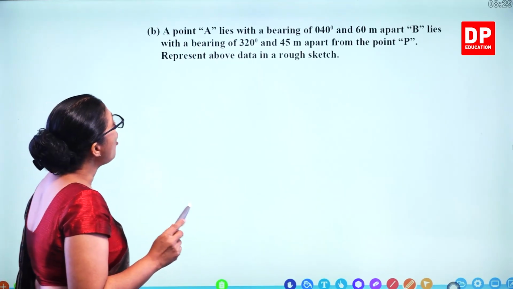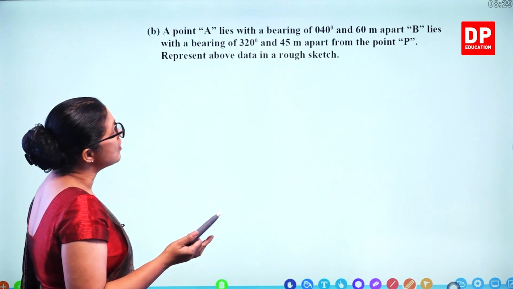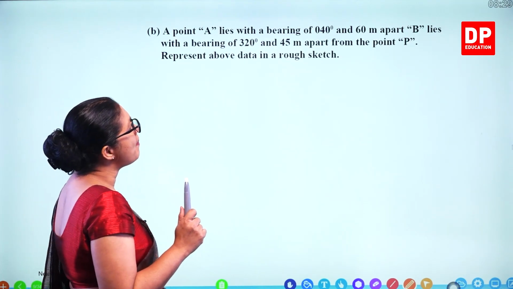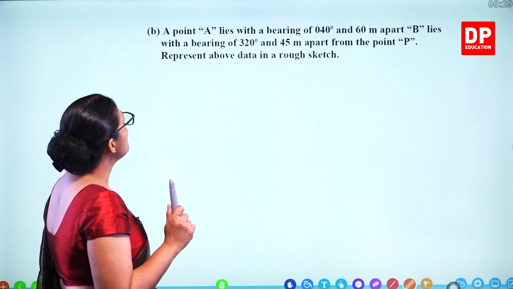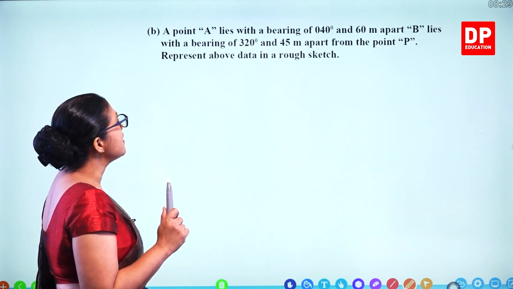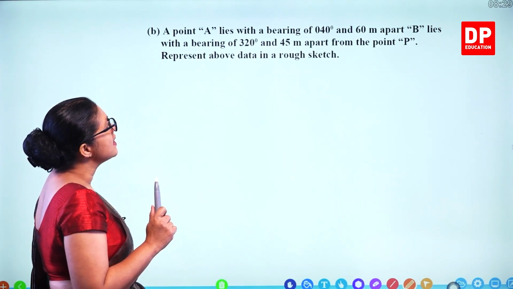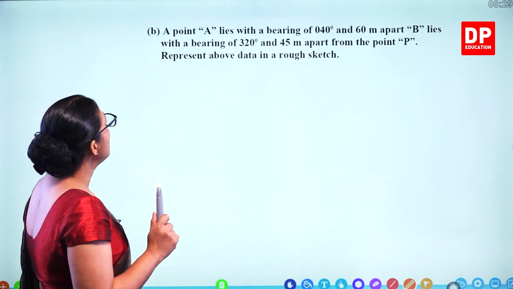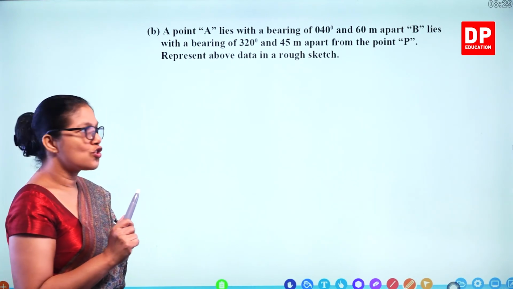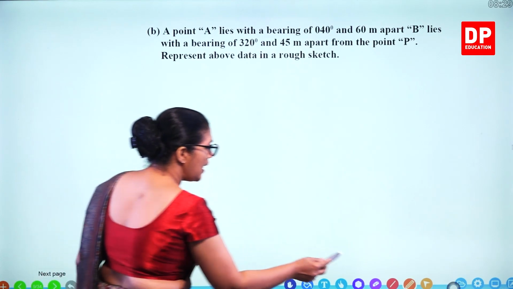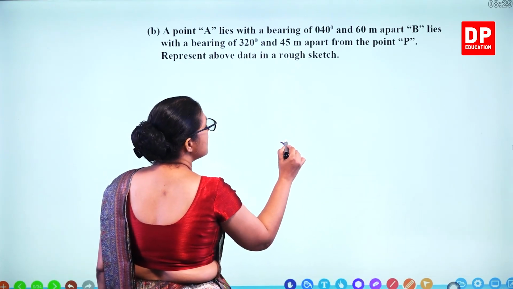Part B. A point A lies with a bearing of 40 degrees and 60 meters apart. B lies with a bearing of 320 degrees and 45 meters apart from the point P. Represent above data in a rough sketch. So we'll take P, is this point.